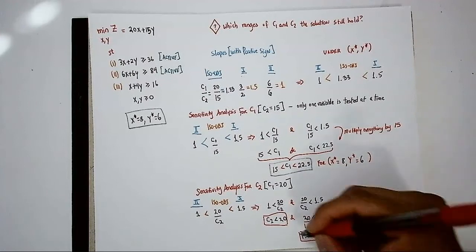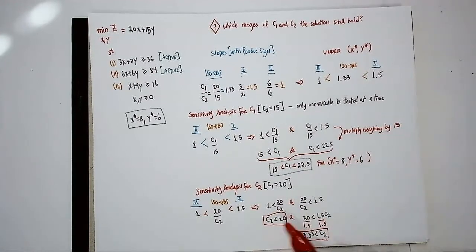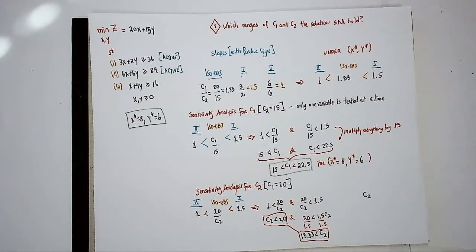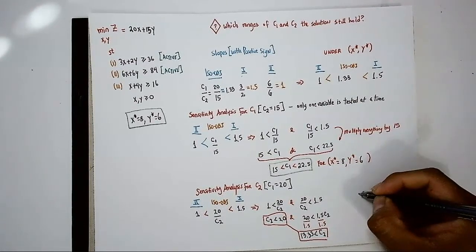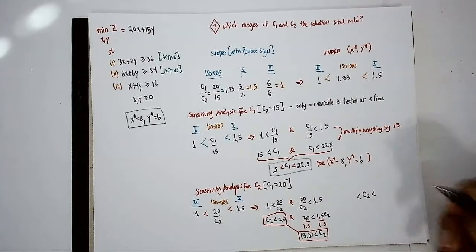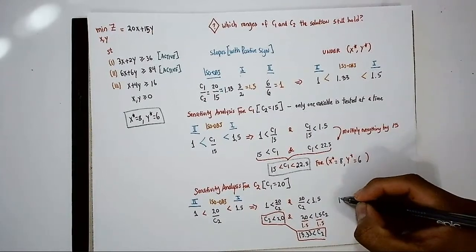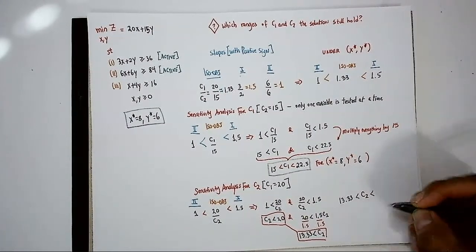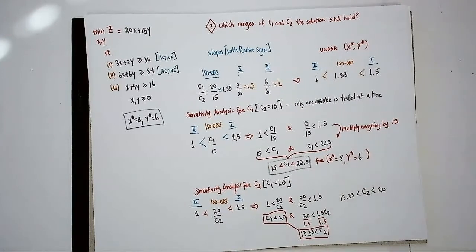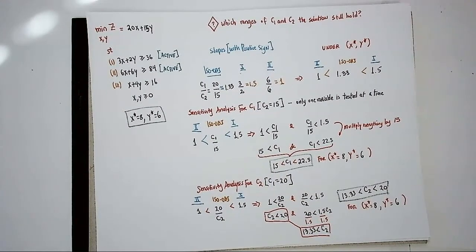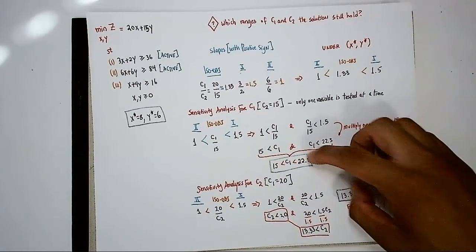Now let's put these two relationships together. We need to have C2 between 13.33 and 20 in order to keep this as optimal solution. And this is our answer.